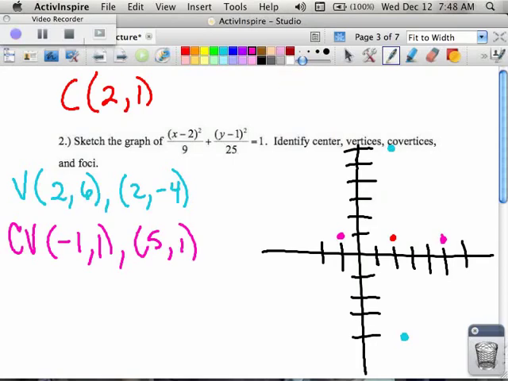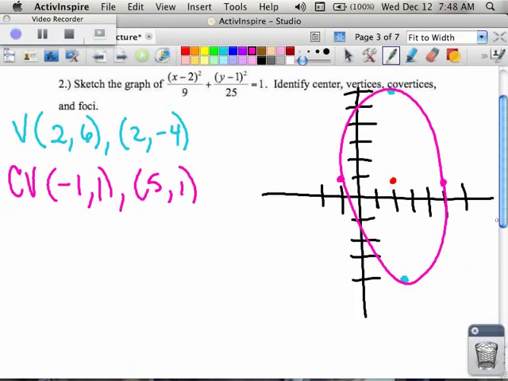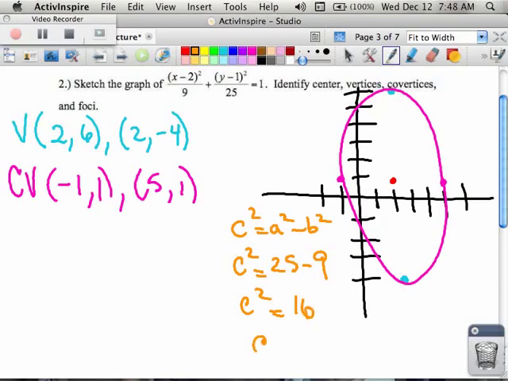At this point, I can draw my ellipse. It looks something like the following. I notice that this ellipse is stretched in the y direction more, which means that my foci will be in the vertical direction. As I find my foci, I know that the formula is c squared equals a squared minus b squared. Or in other words, c squared equals 25 minus 9. So c squared equals 16, which means that my c is plus or minus 4.